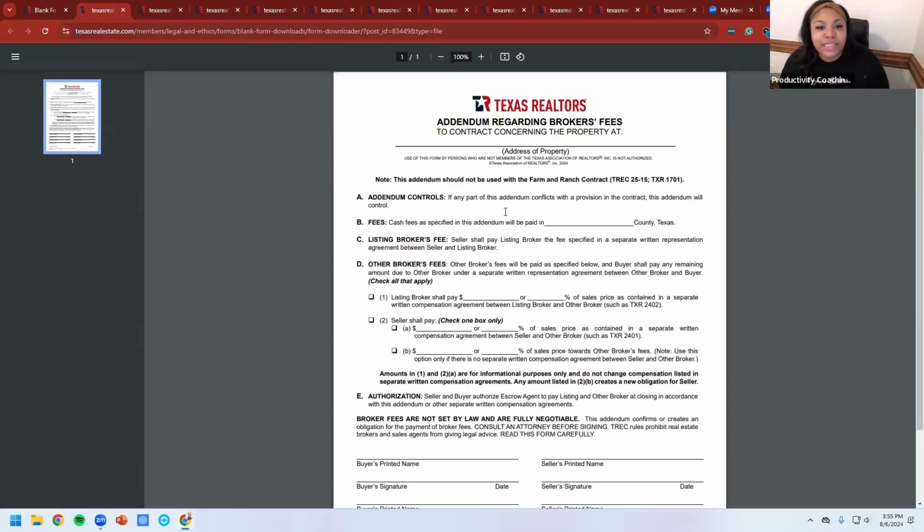It says addendum controls: if any part of this addendum conflicts with a provision in the contract, this addendum will control. That's my first question. We're going to find out later what that means. There's nothing in the contract right now, unless someone wrote in special provisions.